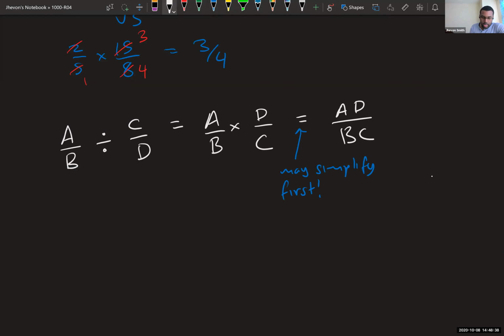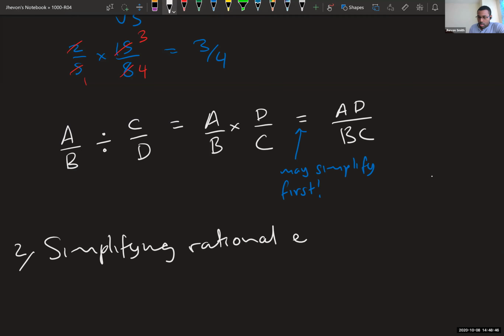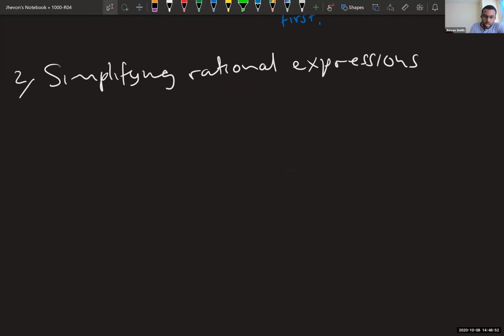Which brings us to the next section, simplifying rational expressions. When I say simplify, what does that mean? What is the main technique we saw? So I give you a random rational expression and I ask you to simplify it. What should you be thinking? Factoring. Factor the top, factor the bottom, cancel common terms, right?